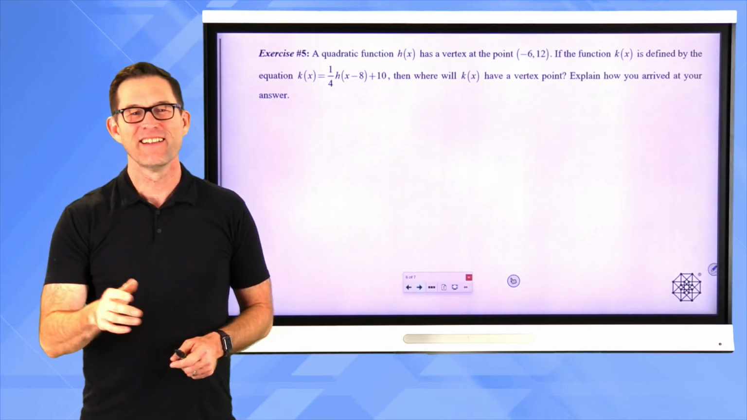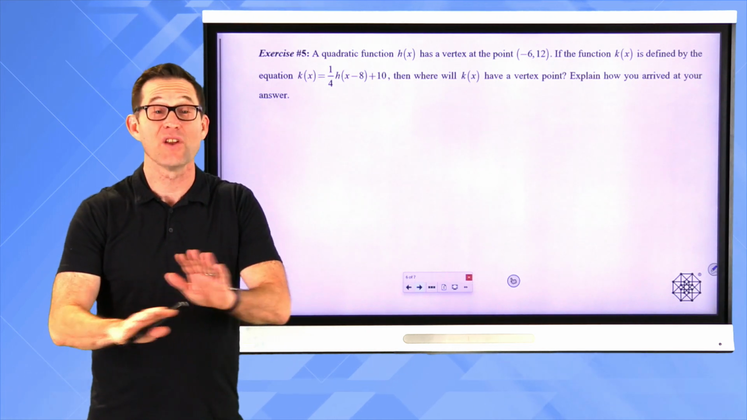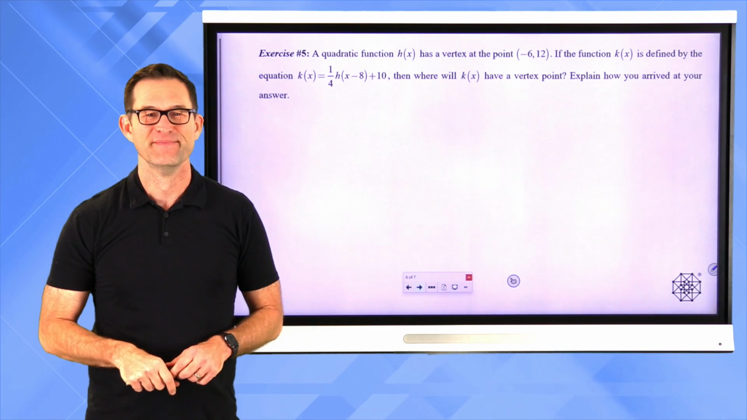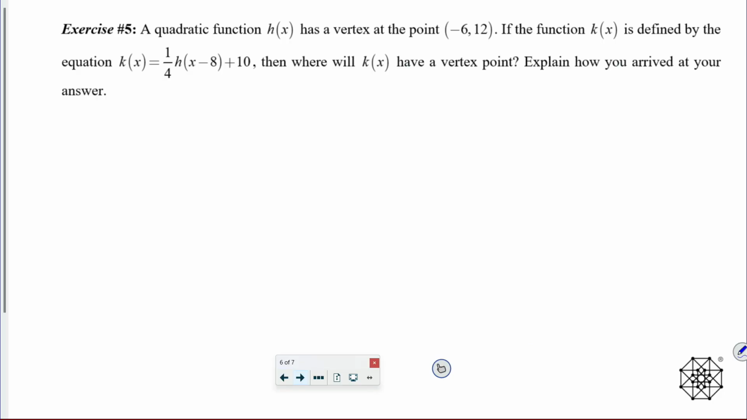All right, let's do an easy one that thankfully does not involve me going to the graphing calculator. Exercise number 5. A quadratic function h of x has a vertex at the point -6, 12. The function k of x is defined by the equation k of x equals 1/4 h of x minus 8 plus 10. Then where will k of x have a vertex point? Explain how you arrived at your answer.